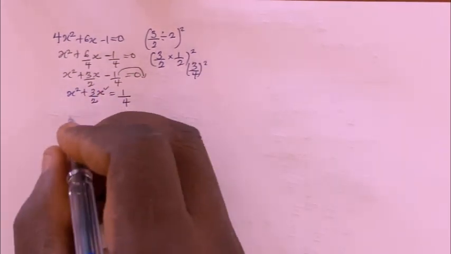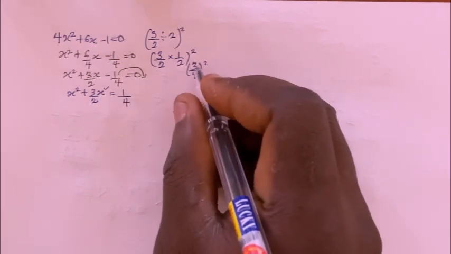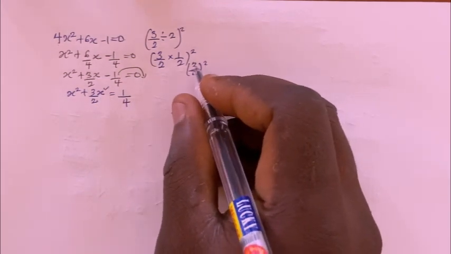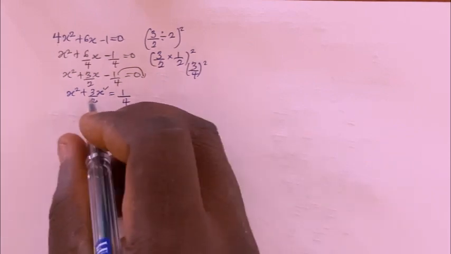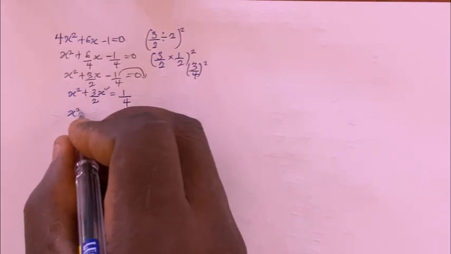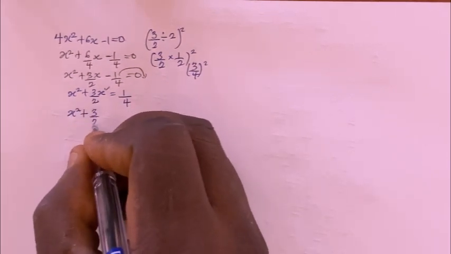So here I'm going to add this expression, 3 divided by 4 all squared, to both sides. So that I'm going to have x squared plus 3 divided by 2x.